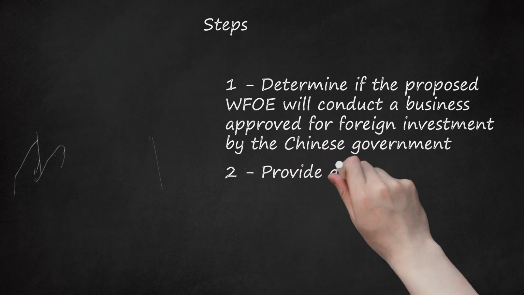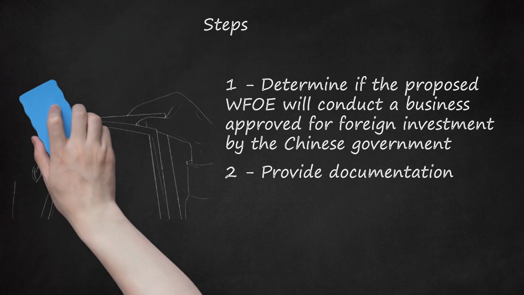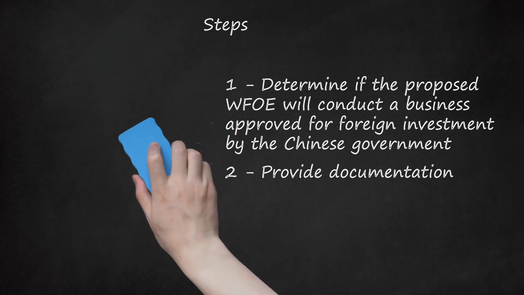2. Provide documentation. The investor owner of the WFOE must provide the documentation from its home country proving it is a duly formed and validly existing corporation, along with evidence showing the person from the investor who is authorized to execute documents on behalf of the investor. The investor also must provide documentation demonstrating its financial adequacy in its home country.